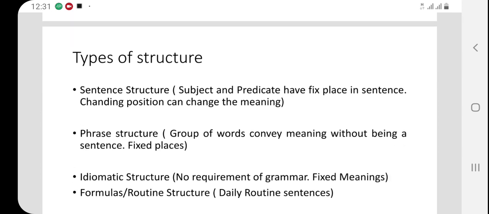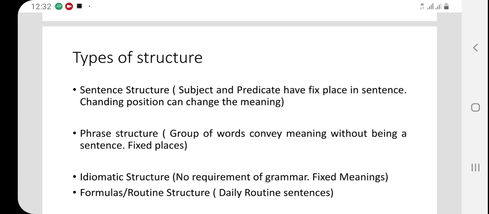Then we have types of structure. We have sentence structure. A simple sentence structure that all of us know is subject, verb, and object. The simple English sentence structure. But here we will use subject and predicate. They are fixed in a sentence, because the subject has to qualify for the rest of the sentence. Like, if I say, I saw a woman who was crossing the road, so I is the subject, and the woman who was crossing the road, and all the rest of the sentence is the predicate.